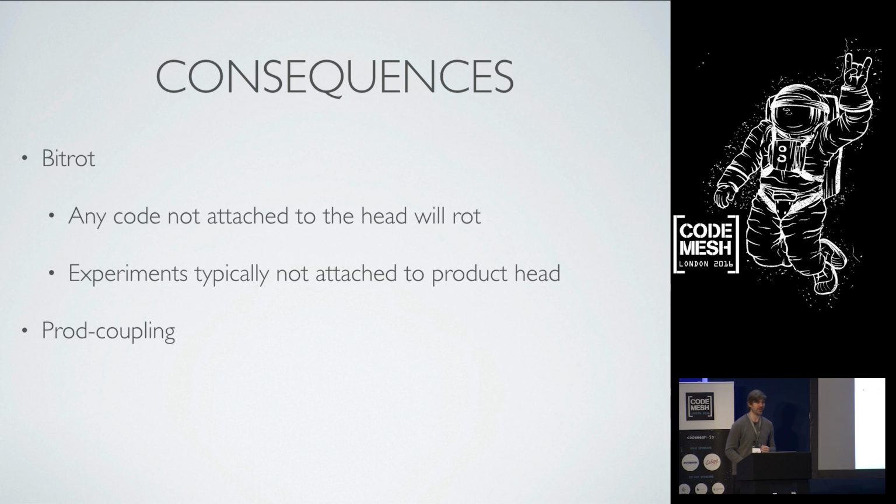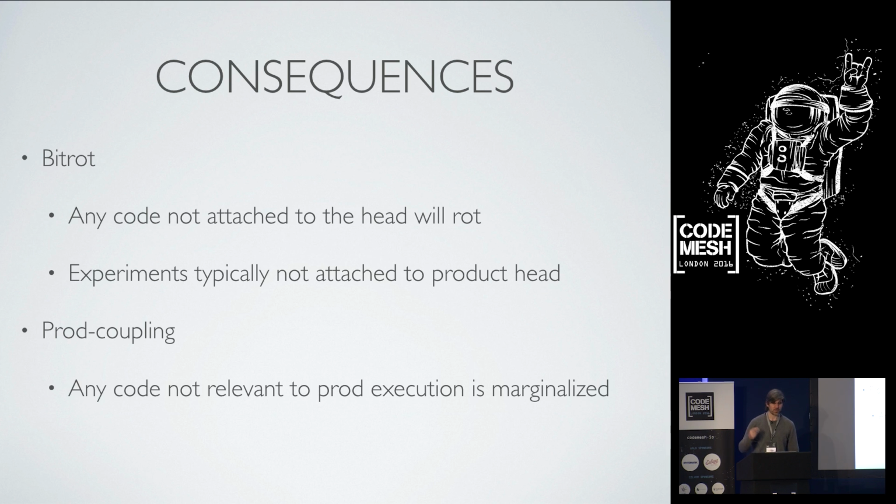There's another thing that you might call prod coupling, or other people might call it just bad design, but it is pretty prevalent: any code that is not directly related to the product execution is marginalized. If you're not directly on the code path between the user making the request and the user getting the response, that's the code that gets pushed off to the side and creeps around the edges, because people tend to prioritize the prod code path at the expense of everything else.